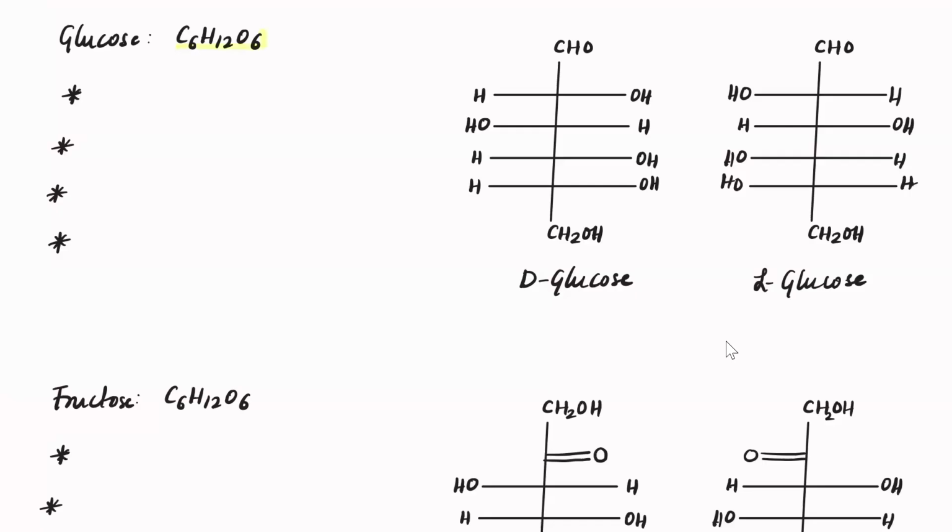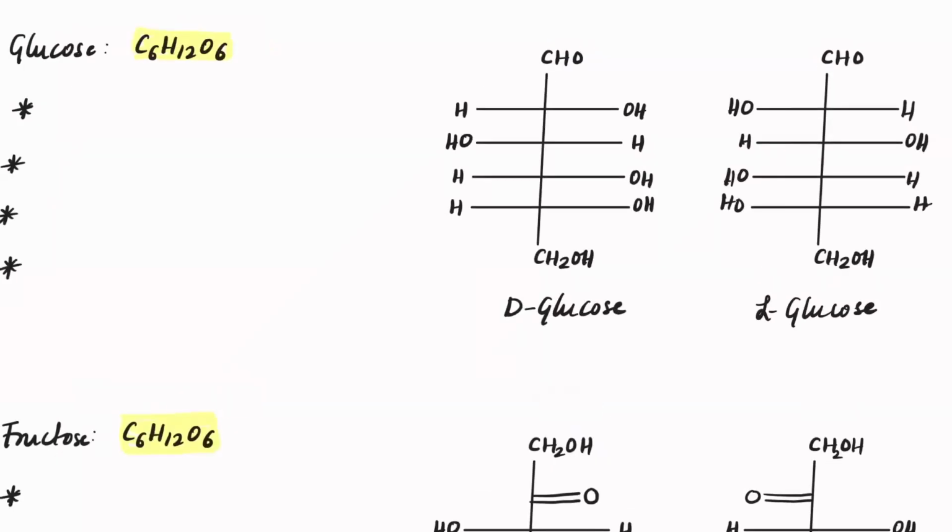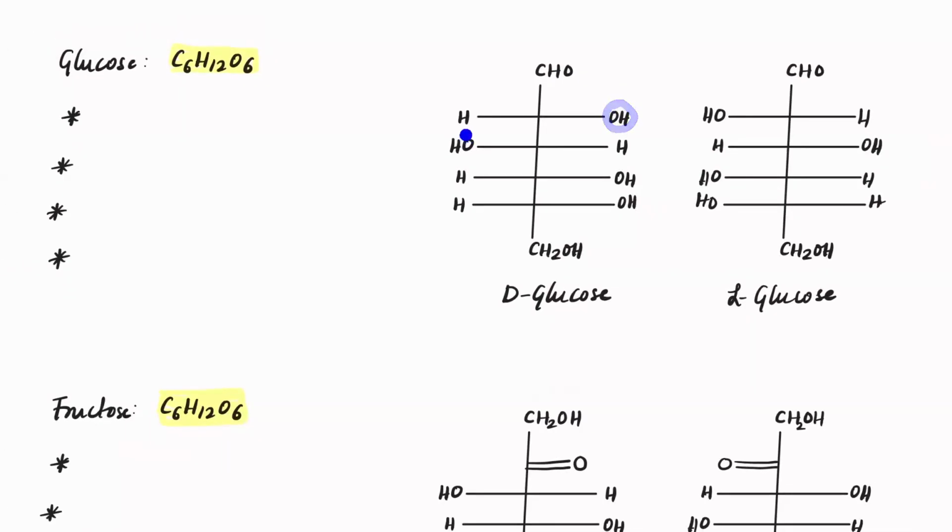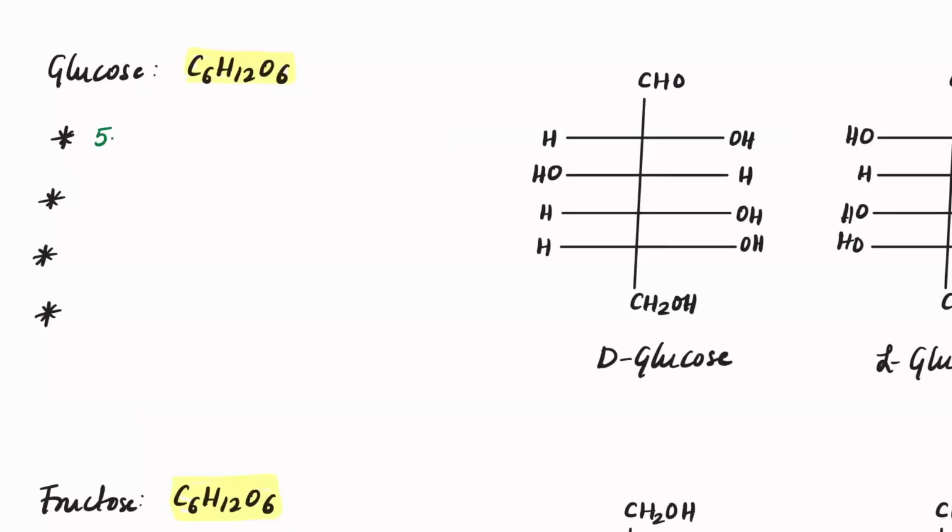By molecular formula, glucose is C6H12O6, and the same goes for fructose, C6H12O6. Correct. While glucose has an aldehyde group, fructose has a keto group. So glucose has aldehyde and fructose has keto form. Clear? And when it comes to glucose, here you can see we have OH, OH, OH, OH, and OH. So there are how many? Five hydroxy groups. Got it? And you can see there is one aldehyde group.